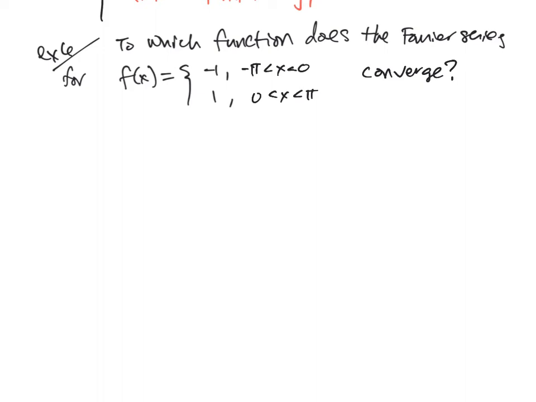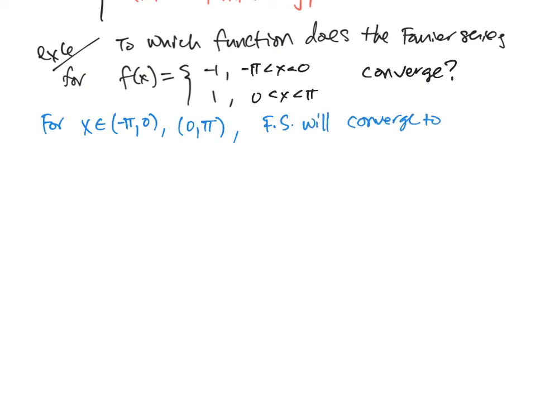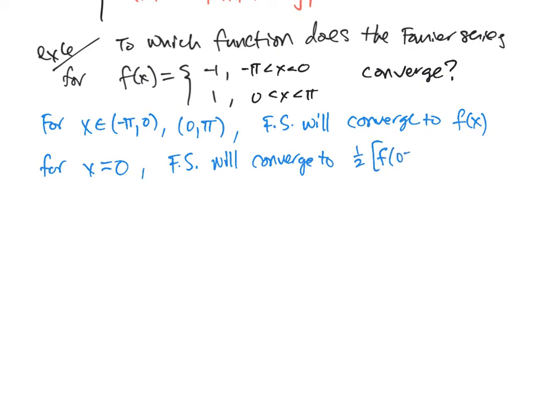So let's see. For x in between negative pi and 0 and 0 and pi, for x in there, the Fourier series will converge to f of x. Okay? Now for x equals 0, the Fourier series will converge to 1/2 times f of 0 minus plus f of 0 plus.